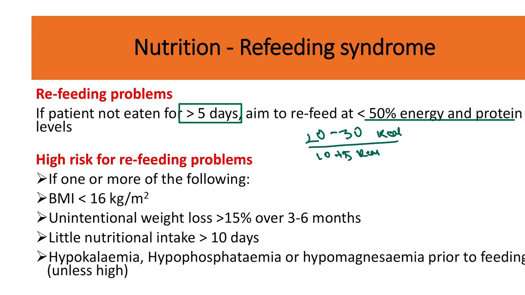So who are the high risk? Here the high risk is one or more of the following: BMI less than 16 kg per meter square, unintentional weight loss more than 15% over 3 to 6 months, little nutritional intake for more than 10 days, hypophosphatemia, hypomagnesemia prior to feeding. So these are the risk factors for development of refeeding syndrome.